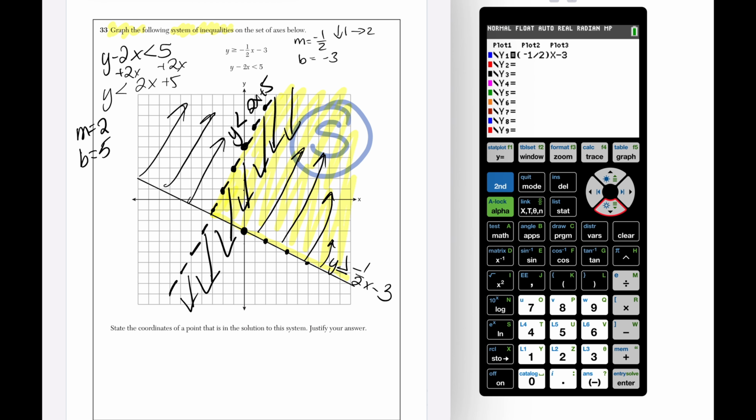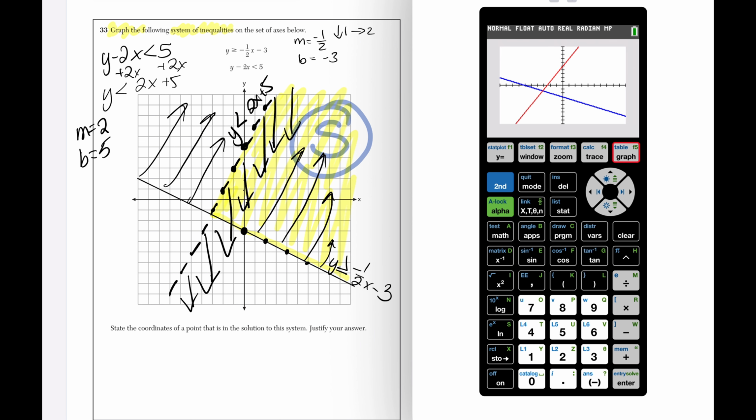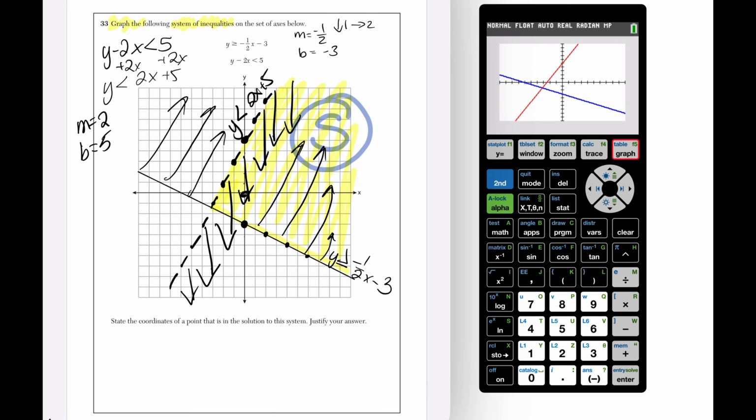Again, if you get stuck on how to graph it, you could just go into your calculator. Here's 2x plus 5 graph, and you can see both of them in there as well. So for the bottom part, I just need to be able to state a coordinate that's in my solution set. So any place in here. So I'm going to go for an easy one, 0, 0. So I'm going to go with my very first one. I'm just going to substitute that in.